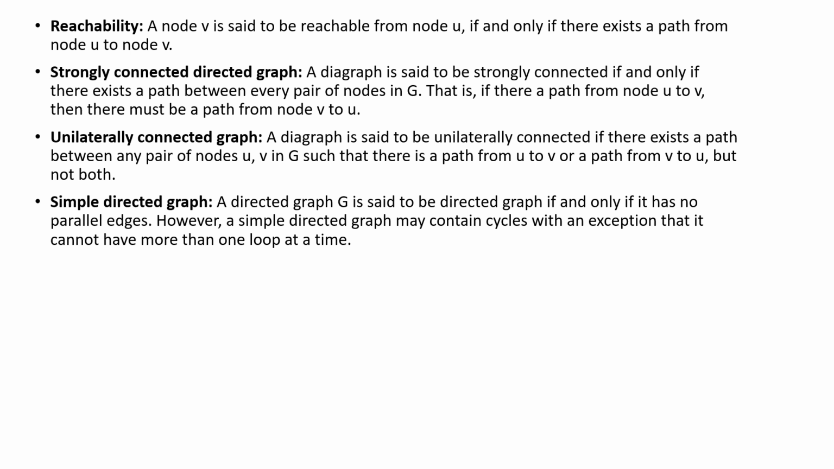The last one is simple directed graph. A directed graph G is said to be a simple directed graph if and only if it has no parallel edges. However, a simple directed graph may contain cycles, with an exception that it can't have more than one loop at a time. A simple directed graph can't have parallel edges. For a graph to be a simple directed graph, it should not have parallel edges, but it may contain one loop. It means it may contain an edge to itself, but not more than one.